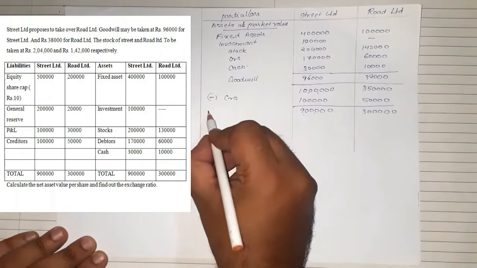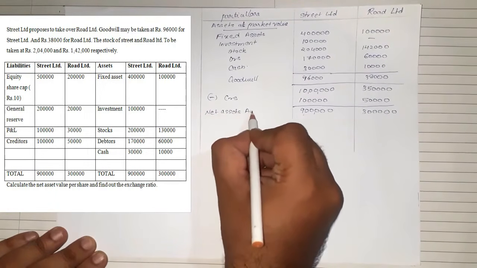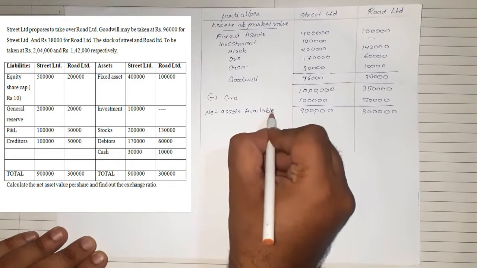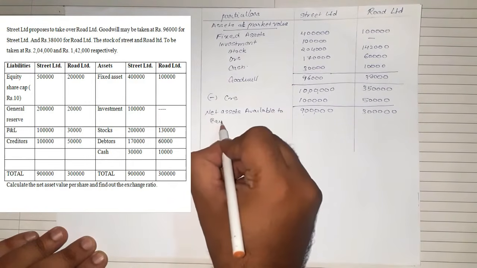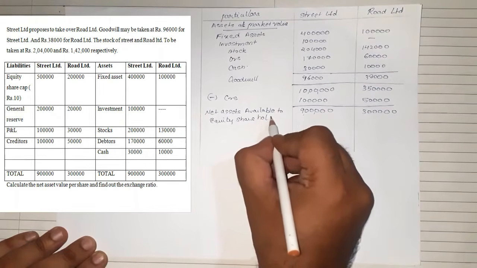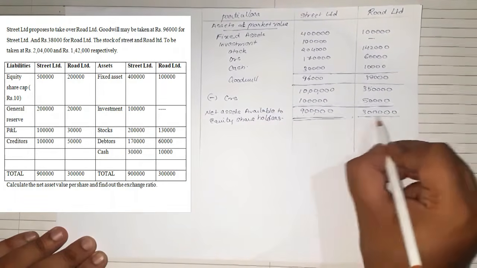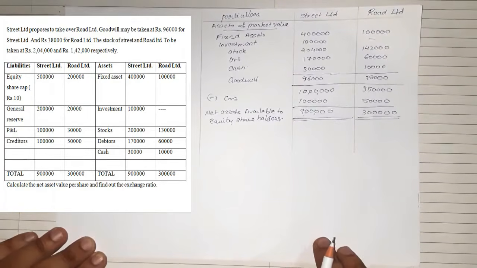This is nothing but net assets available to equity shareholders. Okay, so that's like our answer. Those are the net assets. Now very simple, we just have to apply into the formula.